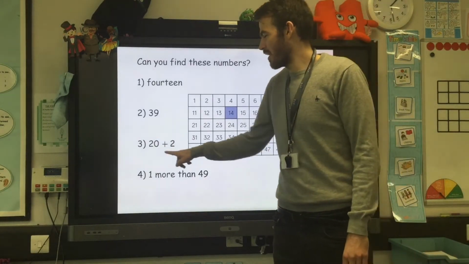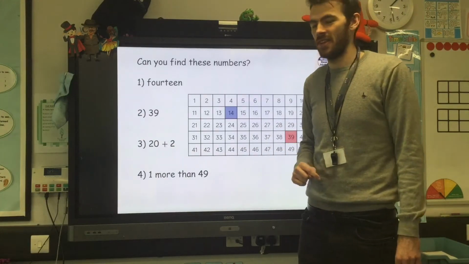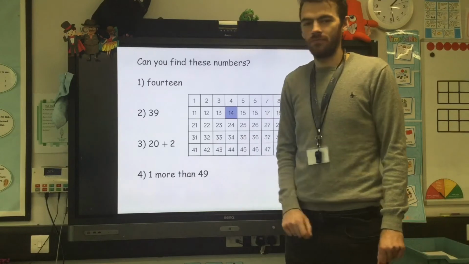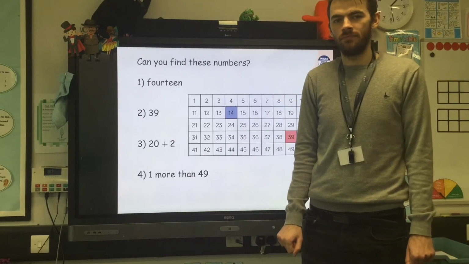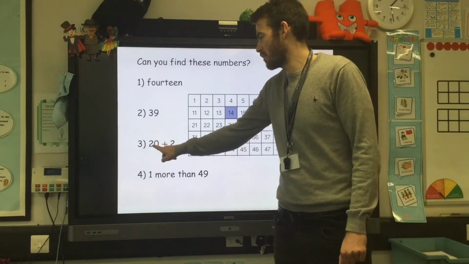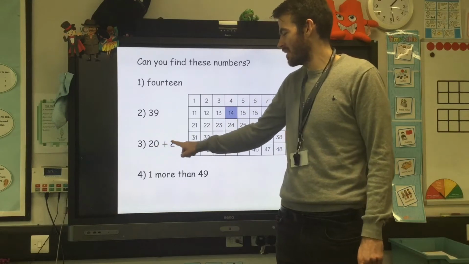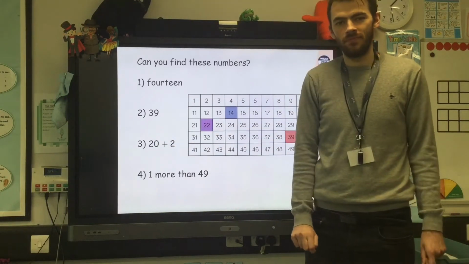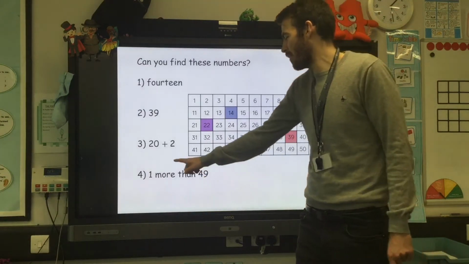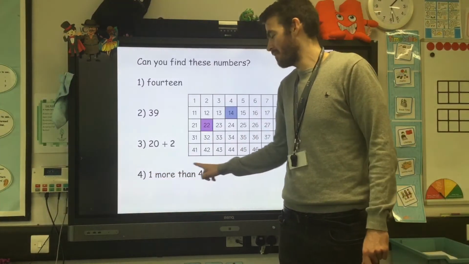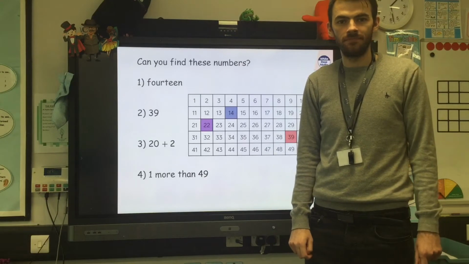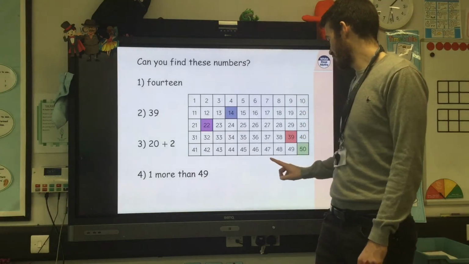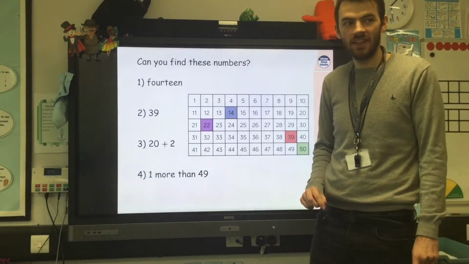Next, we need to figure out the answer to this addition calculation. 20 add 2. Okay, so we have 20, which is 2 tens, add 2 ones, which is the number 22. And finally, can you find the number that is 1 more than 49? Excellent, 1 more than 49 is 50, 5 tens and no ones.